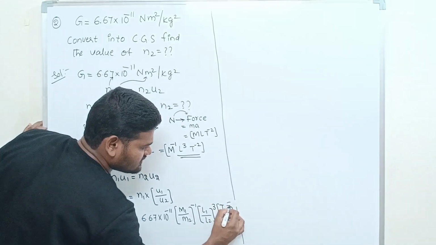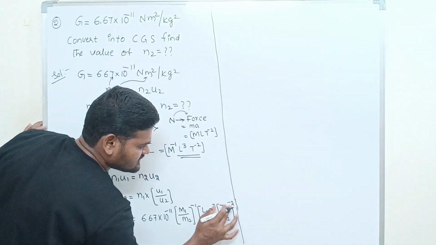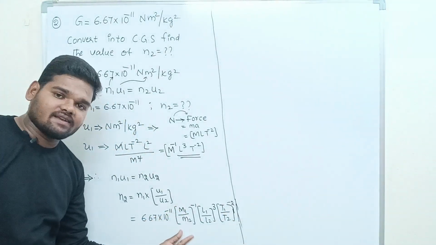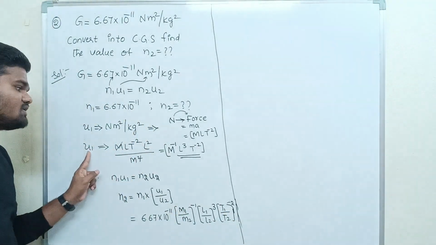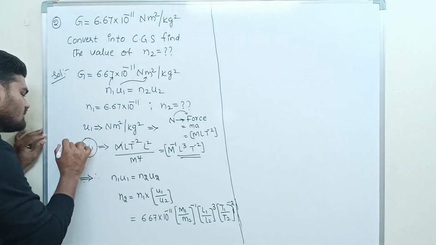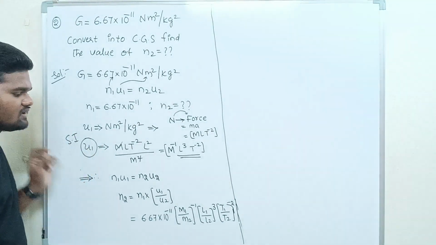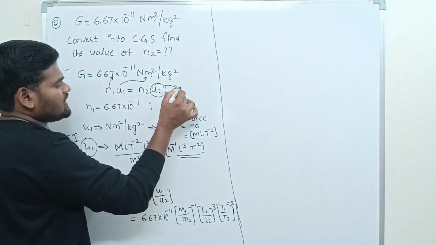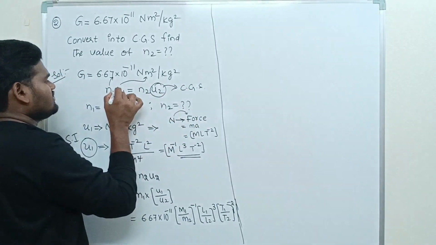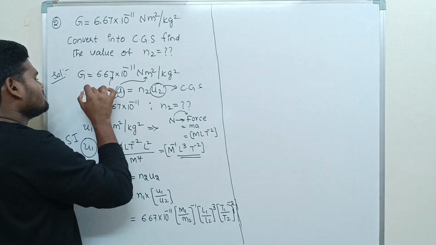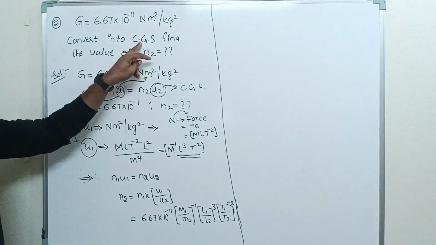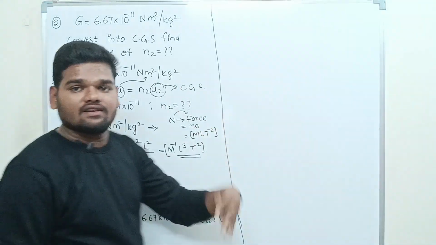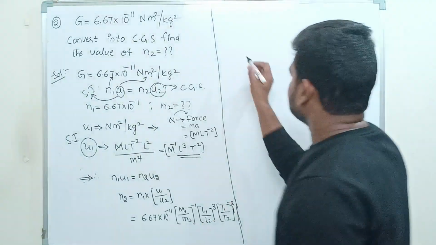So in a previous question, I was writing SI units on one side and CGS units on another side. But here I'm just writing directly because M1 belongs to U1. In which system? SI system. So U2 belongs to CGS, and U1 belongs to SI, because he is asking to convert to the CGS system. Are you getting? Right.